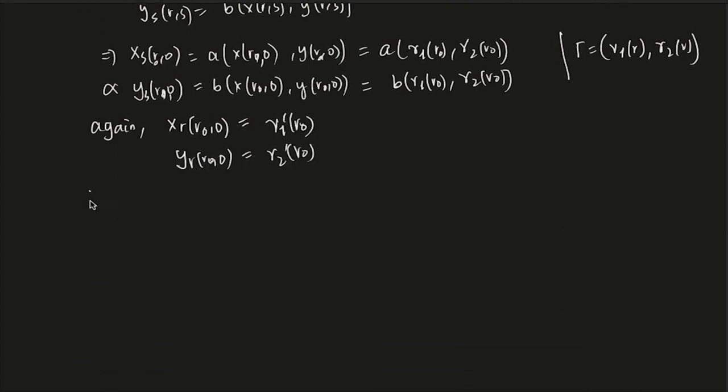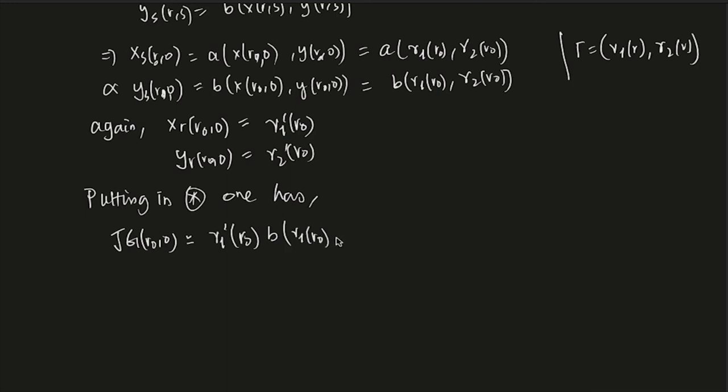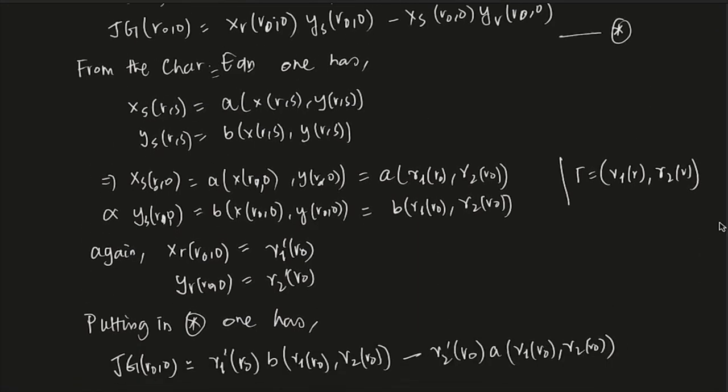Now if this is given, you just put all this in star. Then g at r naught, 0 is given by gamma 1 prime r naught times b of gamma 1 r naught, gamma 2 r naught, right? Minus gamma 2 prime r naught times a of gamma 1 r naught, gamma 2 r naught, right? Okay, you see, this is the start condition, okay?